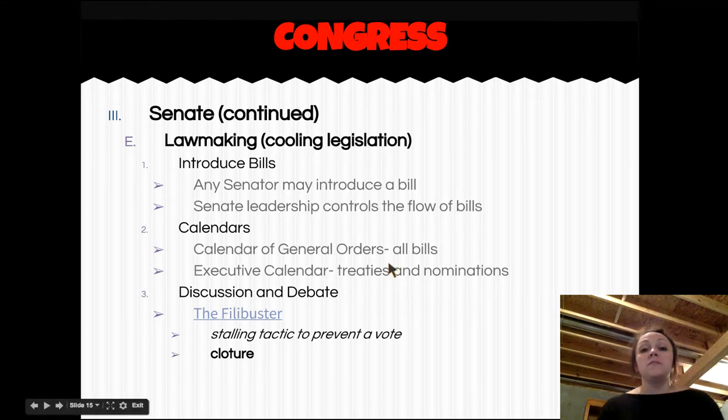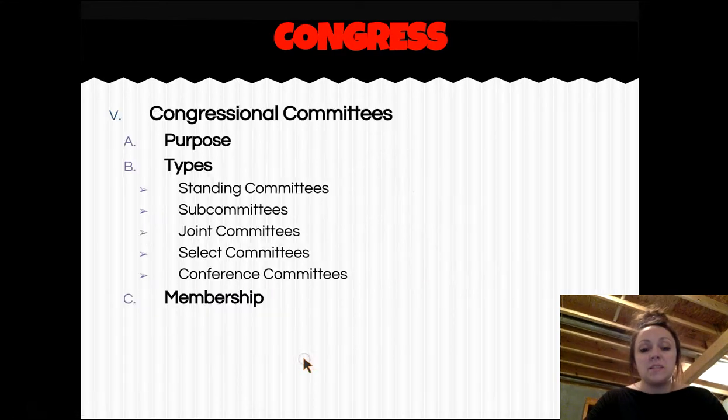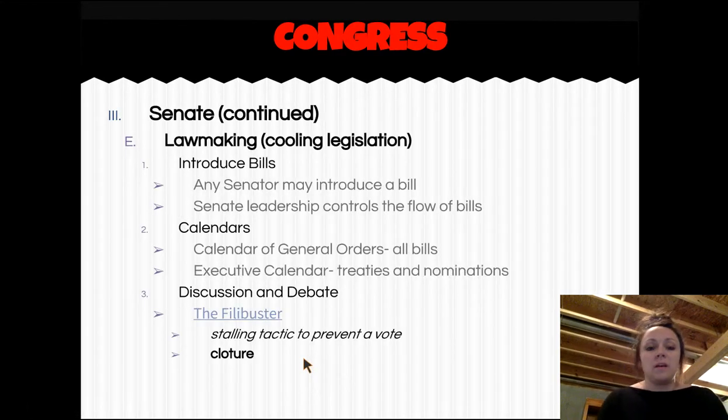So what do you do if someone just keeps talking incessantly? You can vote for cloture. And that is basically a number that has to be met. People have to vote for cloture in order for the filibuster to end.